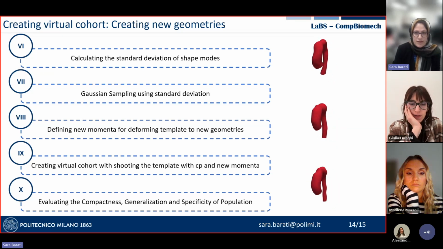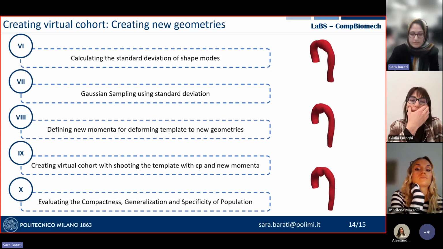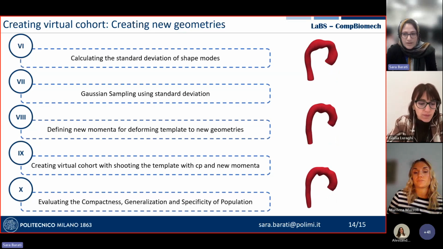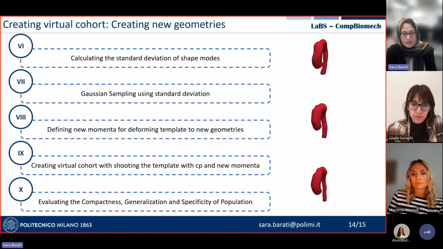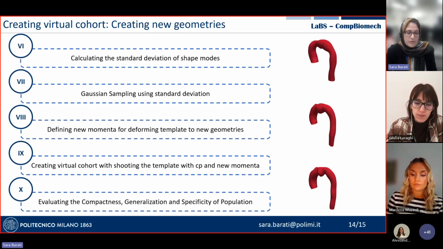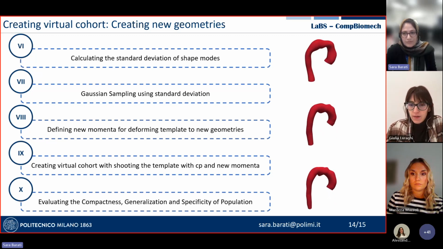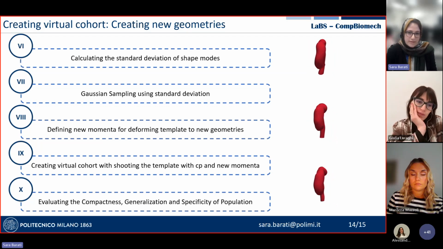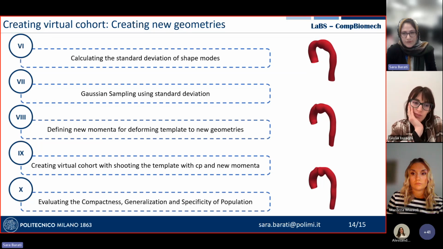You can create from a different number of original patient geometries. You can create a few hundreds or even thousands of patient-specific virtual patient cases, but you need to be careful that the final cohort is compact and it has generalization, which means it should be actually representative of the original patient-specific cohort that you have used for this.